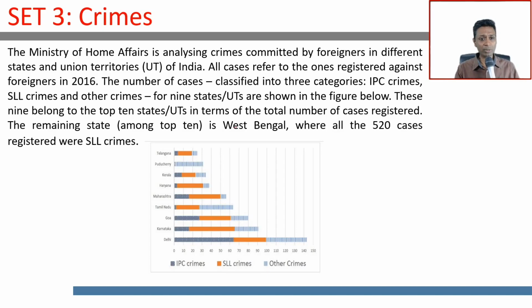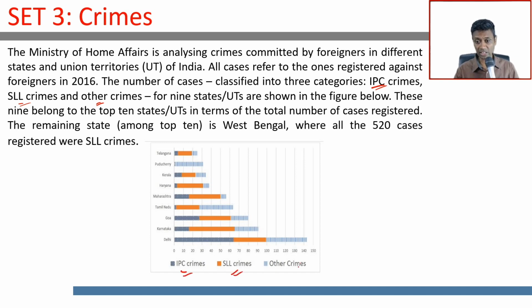Set 3, crimes. The Ministry of Home Affairs is analyzing crimes committed by foreigners in different states and union territories of India. All cases refer to the ones registered against foreigners in 2016. Okay, committed by foreigners and registered against foreigners. The number of cases classified into 3 categories: IPC crimes, SLL crimes, and other crimes. Maybe Indian Penal Code, SLL, I don't know, other crimes. For 9 states and union territories are shown in the figure below. Okay.